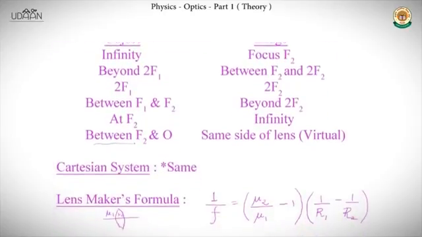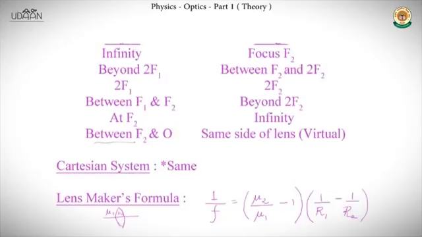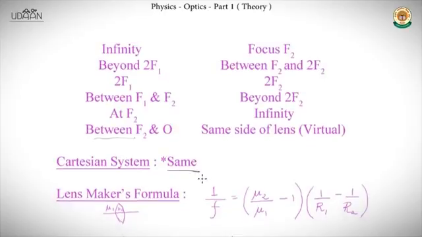Now the Cartesian sign system for lenses is similar to that which we dealt with in the previous slides. Now we will move to the lens maker's formula, which is one of the most important formulas in optics and also very important from the JEE point of view.